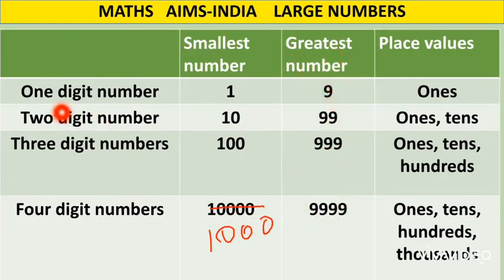Okay children, if you look at this chart here, you can see that all the greatest numbers have nines in them. One digit number has one nine, two digit numbers have two nines, greatest three digit number has three nines, and greatest four digit number has four nines. What do we understand from this children? We understand that all the greatest numbers have nines in them. If it is one digit greatest number, it has one nine. Greatest two digit number has two nines. In the same way, if I ask you to write greatest five digit number, it will have five nines.